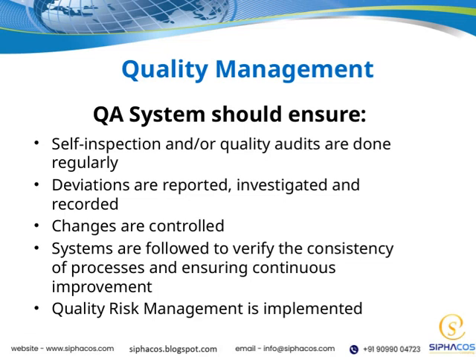Now, let's talk about what a QA system should ensure to maintain high-quality standards. First, it's essential that self-inspections and quality audits are carried out regularly. This helps us identify any issues early on and keeps our processes in check. When deviations do occur, they need to be promptly reported, thoroughly investigated, and properly recorded. This way, we learn from each instance and prevent similar issues in the future.